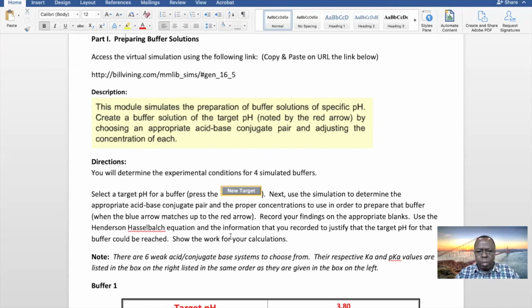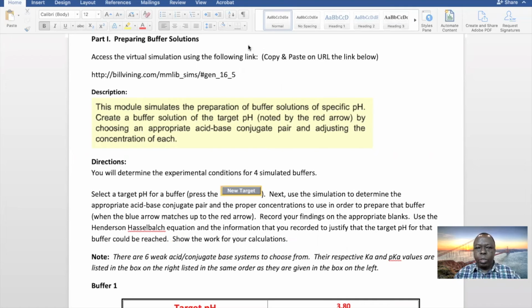Please read the directions here. You record your findings and use the Henderson-Hasselbalch equation information that you recorded to justify the pH value. You need to show your work. Please show your work right here. Show your calculation on how you end up with this value. You need to do that for PAVA 1, PAVA 2, all the way to PAVA 4. That is part 1.